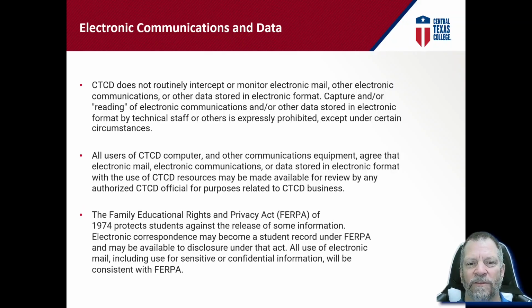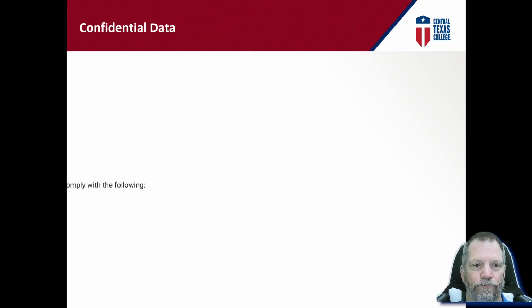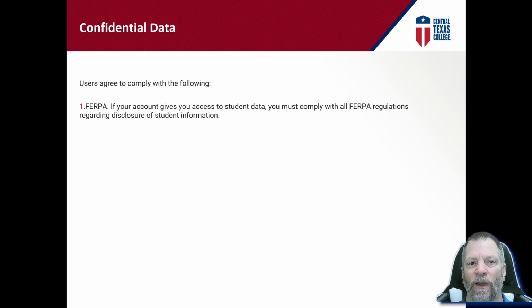The Family Education Rights and Privacy Act, known as FERPA, of 1974 protects students against the release of some information. Electronic correspondence may become a student's record under FERPA and may be available to disclosure under that act. All use of electronic mail, including the use of sensitive or confidential information, will be consistent with FERPA. Users agree to comply with the following. Number 1, FERPA. Your account gives you access to student data. You must comply with all FERPA regulations regarding disclosure of student information.